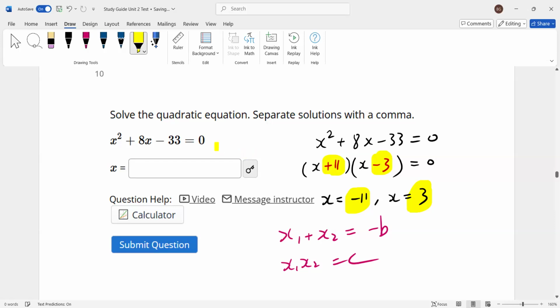Whatever method you feel comfortable with. This is a simple one. You can solve the equation by factoring. You can also use the quadratic formula, no problem.